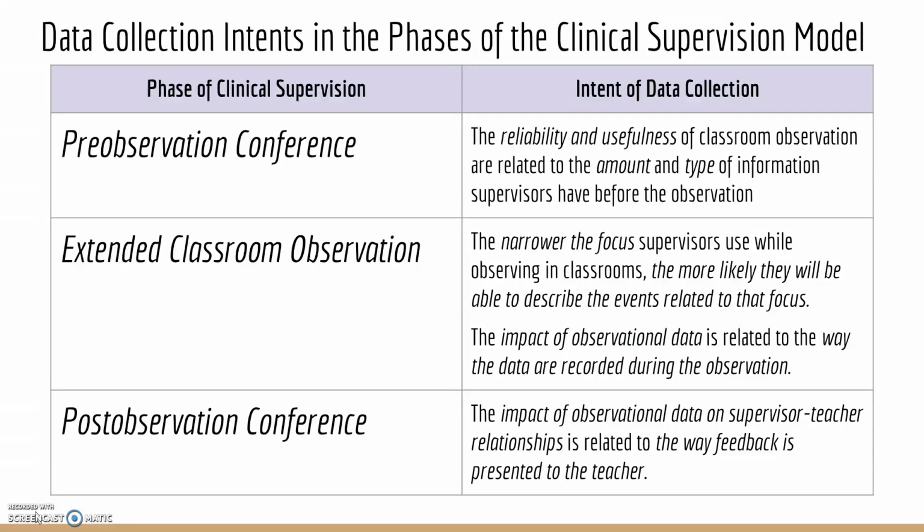In terms of the data collection intents, there are three phases of the clinical supervision model. The first is the pre-observation conference, where the reliability and usefulness of classroom observation are related to the amount and type of information that supervisors collect. There is the extended classroom observation, where there is a narrow focus that supervisors use while observing classrooms and instruction. And there is a post-observation conference, where the supervisor and the teacher look at the data and present it back to the teacher.